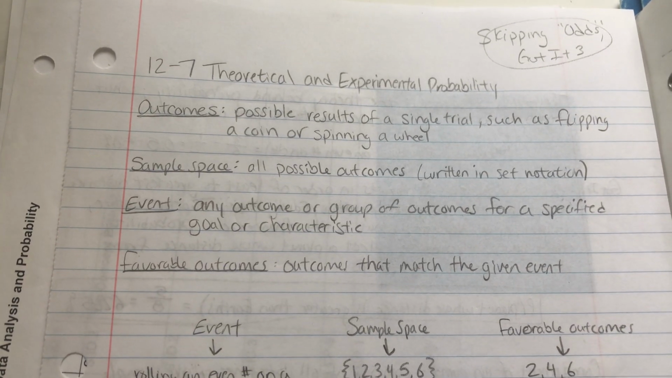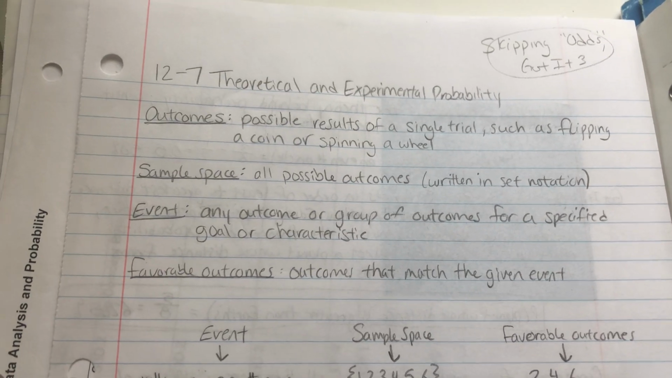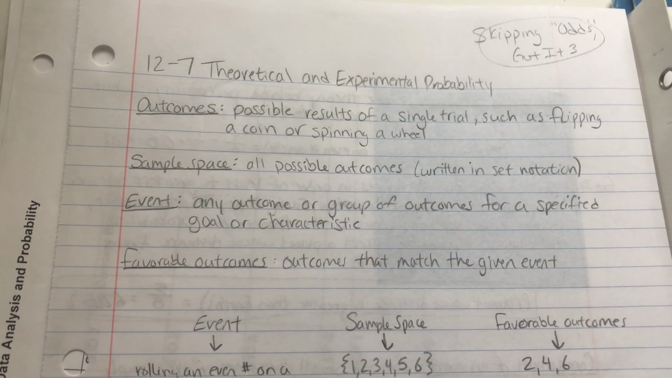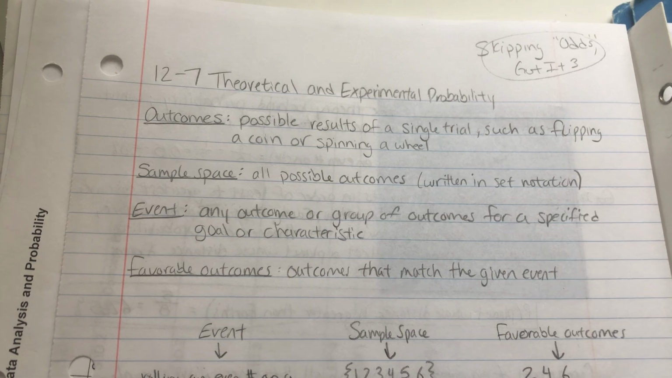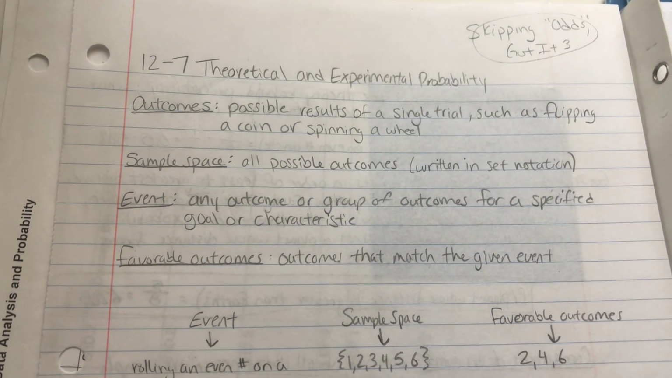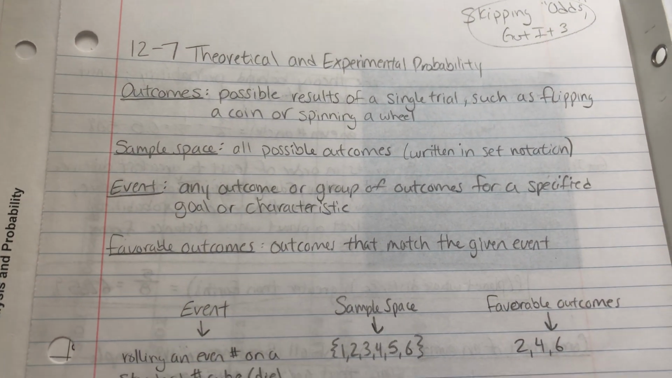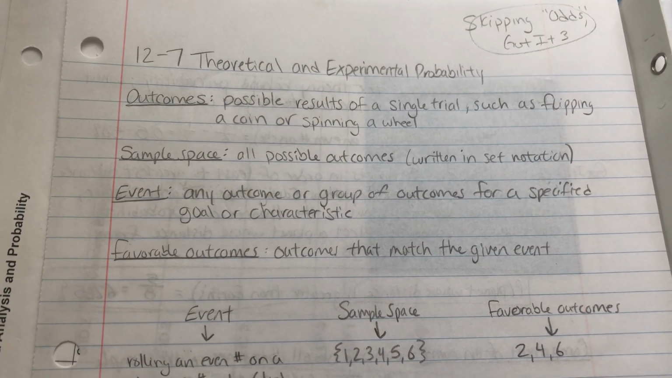Hi, 7th grade. This video goes with lesson 12.7, Theoretical and Experimental Probability. There are quite a few definitions in this lesson. However, they were all taught last year in our probability chapter of pre-algebra, so it should all be very familiar to you. The notations should all look very familiar.